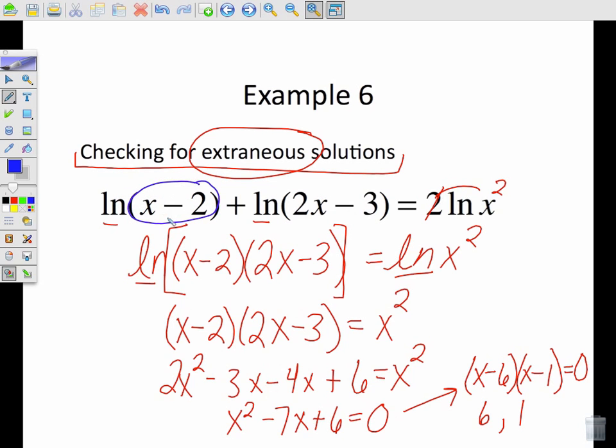Well, if I put 6 in, that's natural log of 4, that's okay. Natural log of 12 minus 3, 9, and natural log of 6, that is okay. But if I put 1 in here, you have natural log of negative 1. So that is an error. You can't do that. You cannot put 1 in. So that's extraneous. So your only solution to this one is 6. 6 is the solution. You need to exclude the 1.